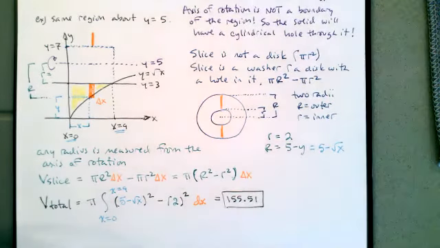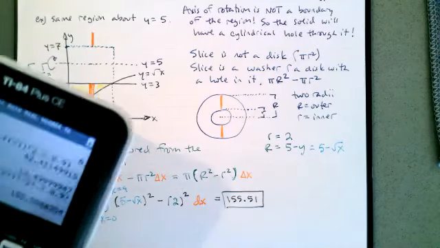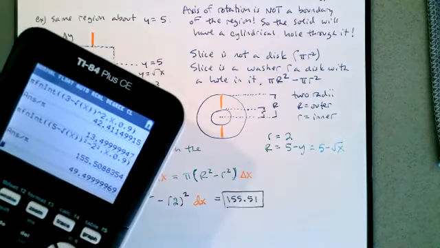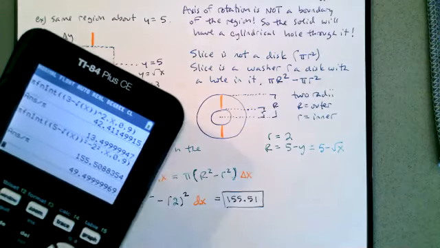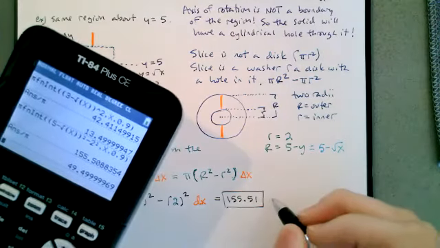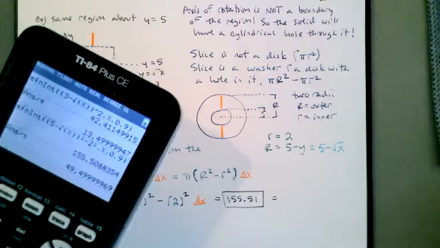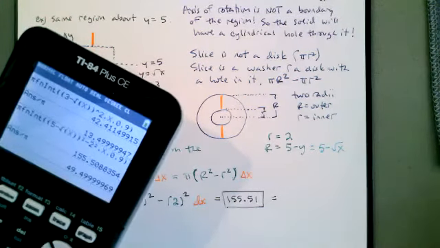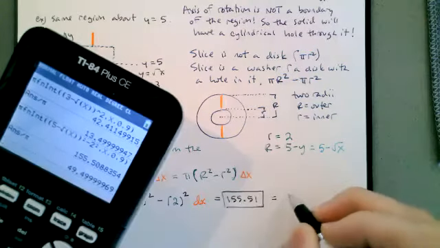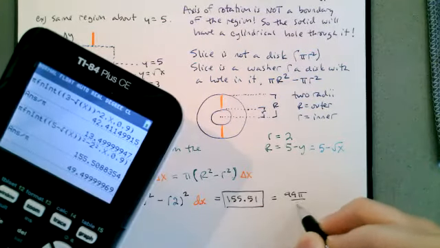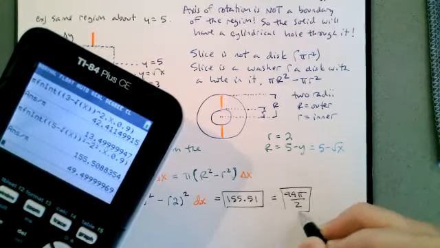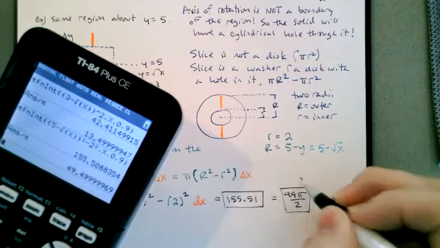This is probably some fractional multiple of pi. I don't know if we'll be able to see what it is if we divide out the pi. Maybe 49.5 pi. Probably 49.5 pi. Seems reasonable. So what's 49.5? 99 over 2. Maybe.